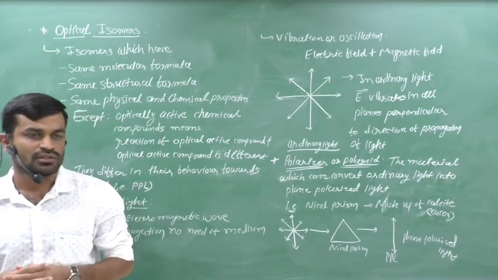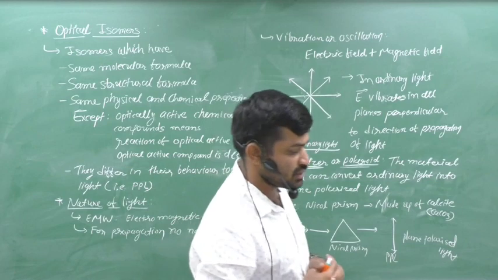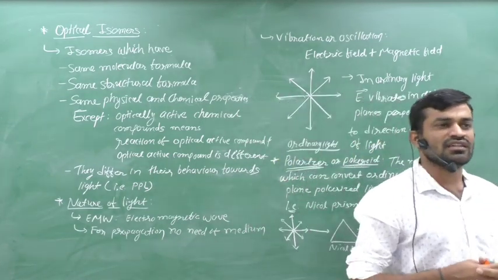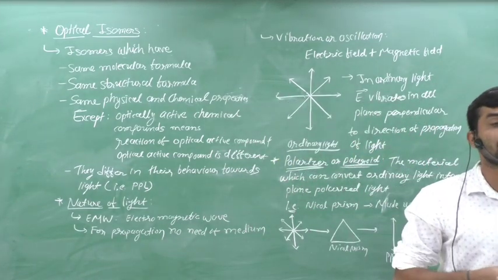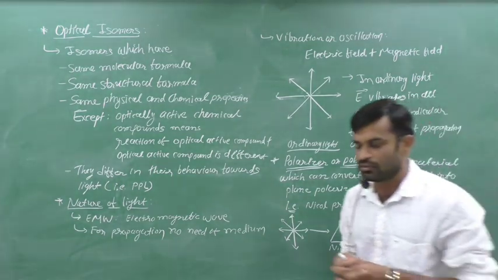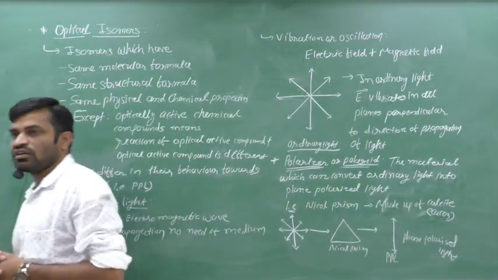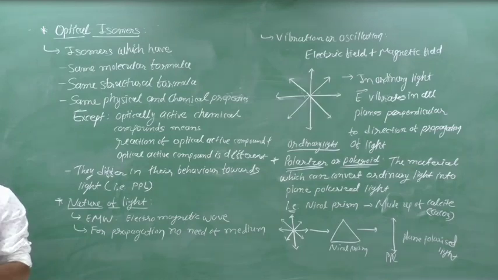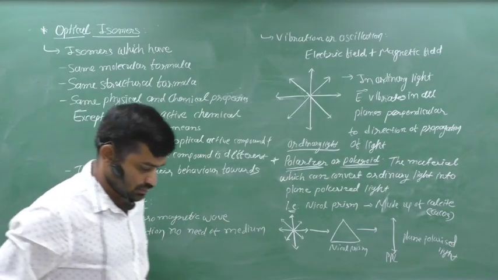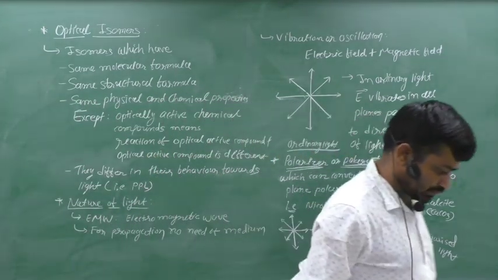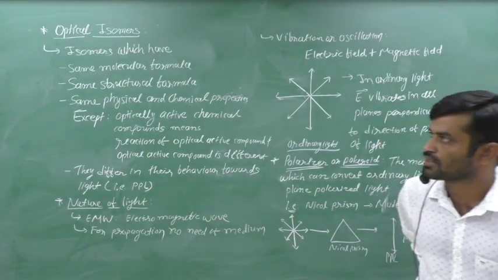In the last lecture we completed geometrical isomerism, in which we discussed the different compounds that can show geometrical isomerism, and at the end we calculated the number of geometrical isomers possible for a compound. Now we will start the second type of isomerism, which is optical isomerism.